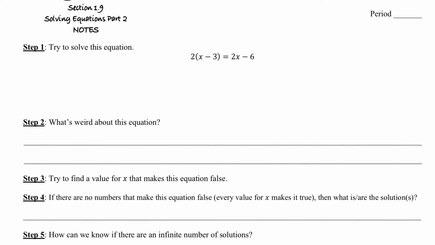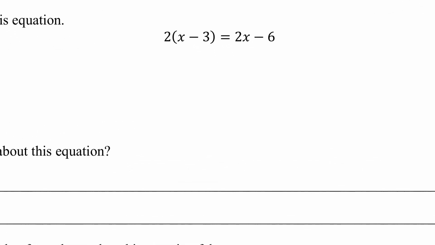So we talked in the last section about solving equations. I want to talk a little bit more about solving equations because you're going to run into some weird things. So let's look at this example here. They want us to solve this. If it was me, I would distribute the 2 on the left side. So you get 2x minus 6 is equal to 2x minus 6.